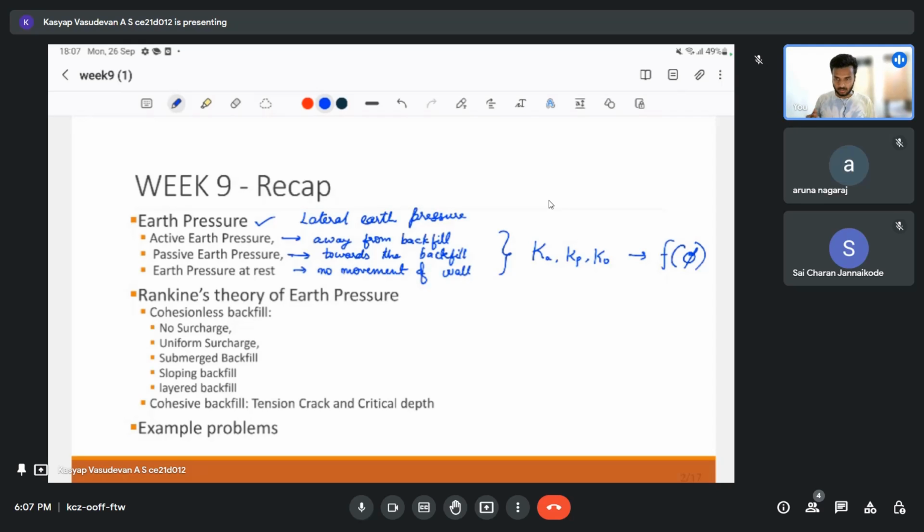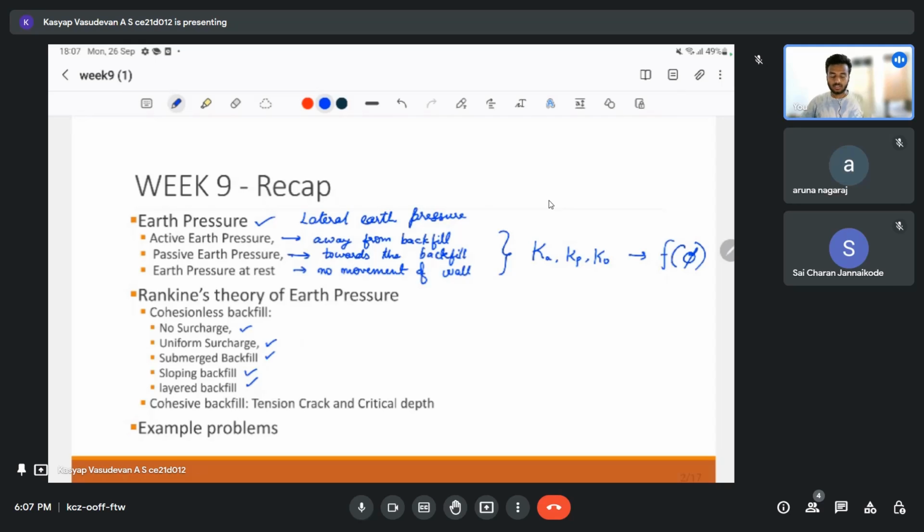In the last week we discussed different cases in cohesionless soil: when there is no surcharge, when there is uniform surcharge above the backfill, when the backfill is submerged, that is the presence of a water table, when the backfill is sloped, if there is an inclination of the slope behind the wall, and when the backfill is layered. All the exceptional cases were also discussed.